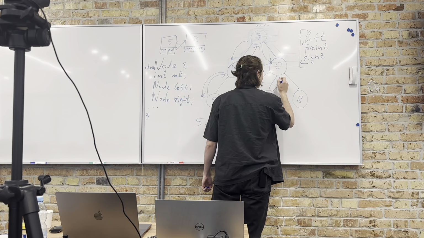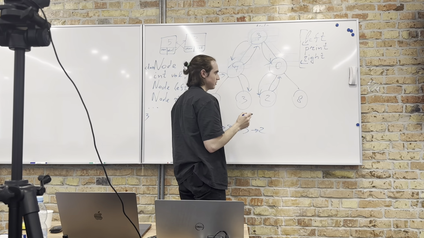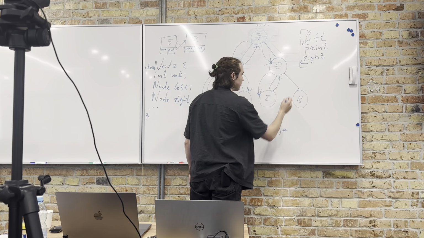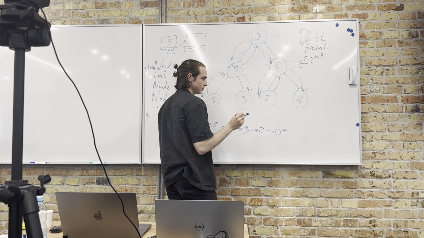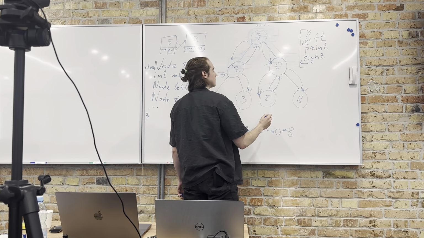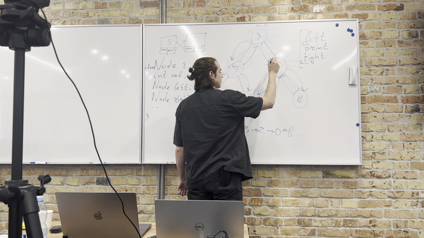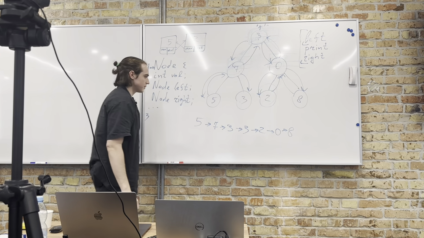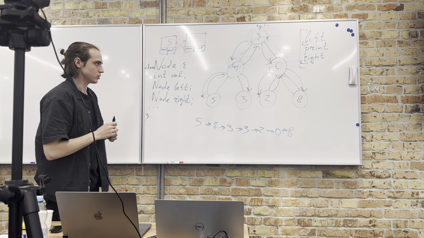Okay, what do we do next? We print. Then we check right. Here we check everything. We don't have left, we print, and we don't have right. So I guess we go back, and here we are done with the operation. So this is our in order traversal.